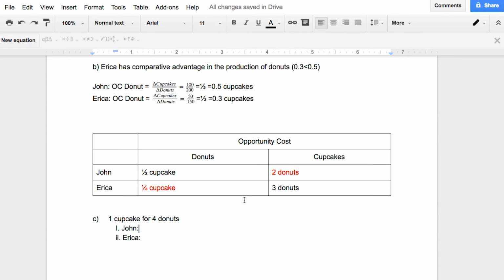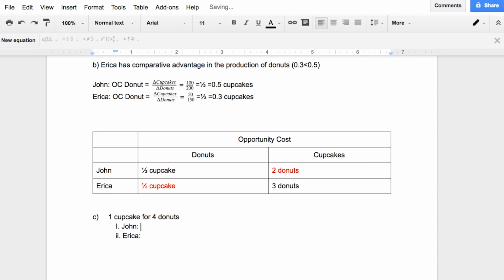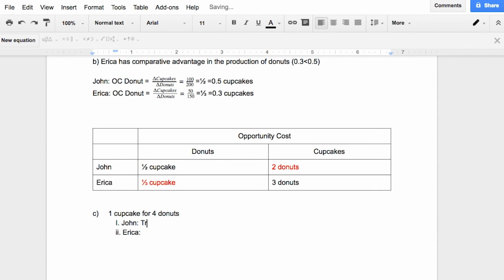So, John's going to be making cupcakes, right? And if he makes 1 cupcake by himself, he could make 2 donuts. So if he's trading, if he makes only cupcakes, he definitely wants to get more than 2 donuts when he trades. And he does. He gets 4 donuts. This is a great trade for John because he's almost doubling what he gets for every cupcake that he gives up. So this is an excellent trade for John. So specialization and trade is beneficial.